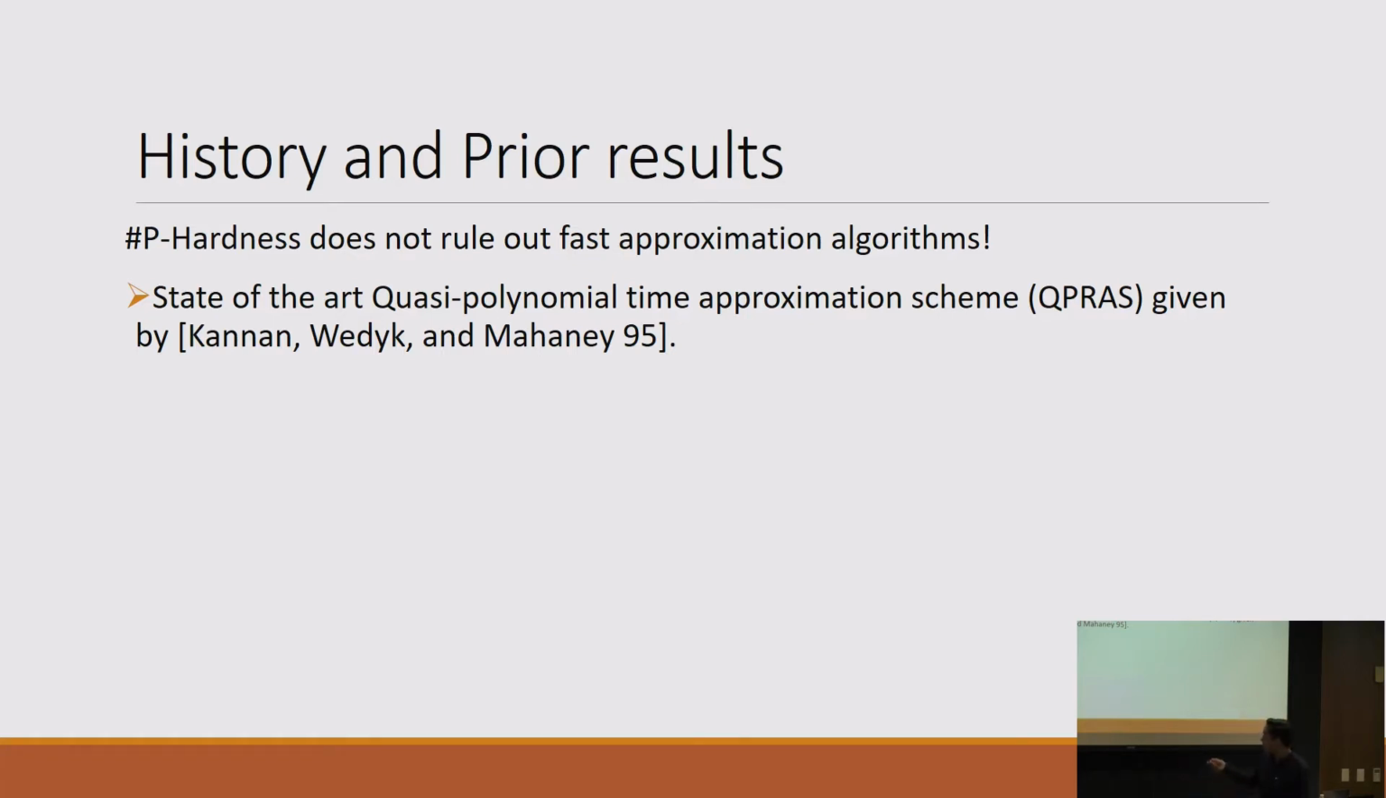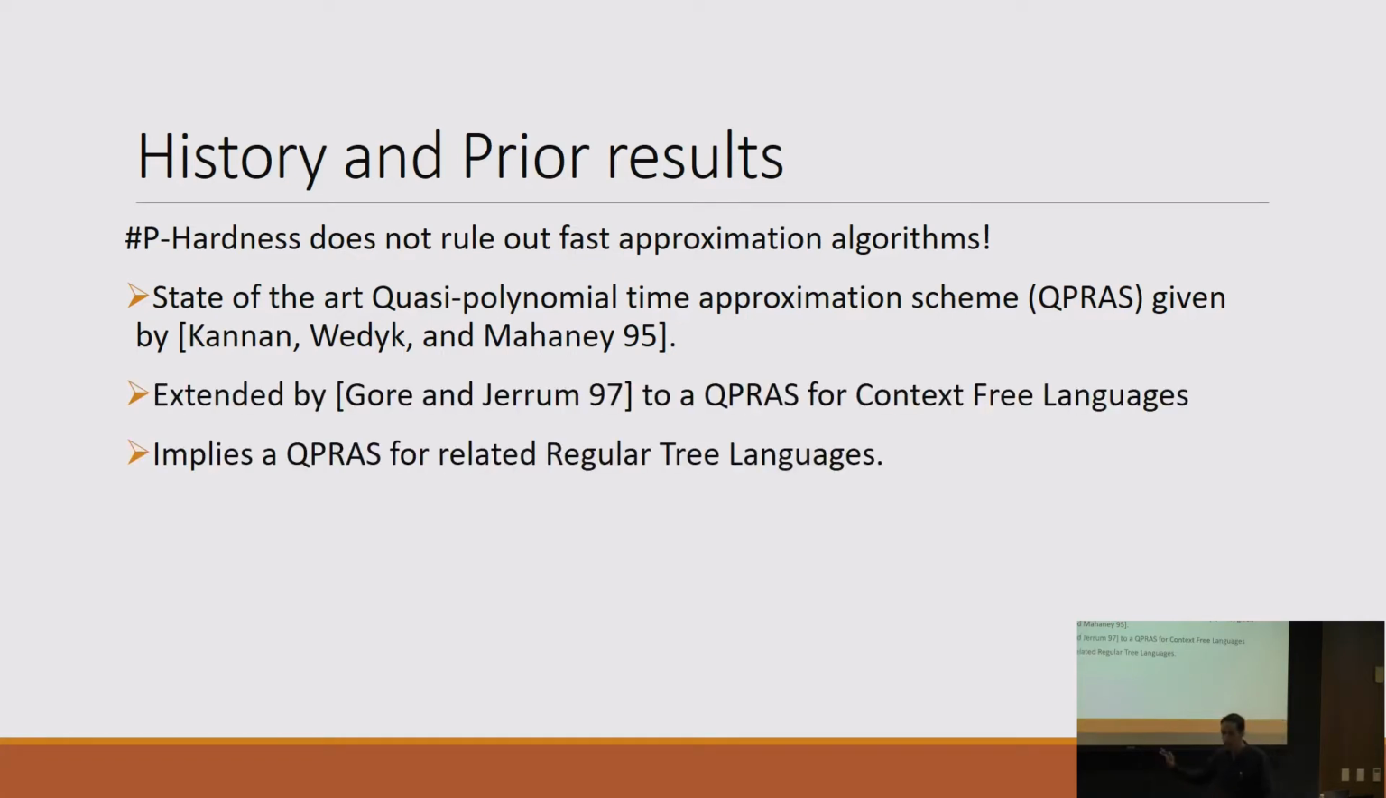And this was extended 2 years later by Gore and Jayaram, and then in a joint paper using similar techniques that I'll discuss a little bit, to give a quasi-polynomial time approximation algorithm, a QPRAS, for the set of all context-free languages, which is, let's say, a generalization of this problem we're looking at. And this also implies a QPRAS for these other regular languages that I mentioned.